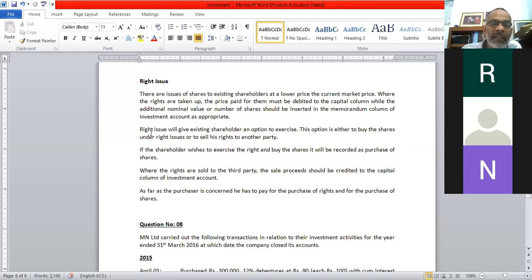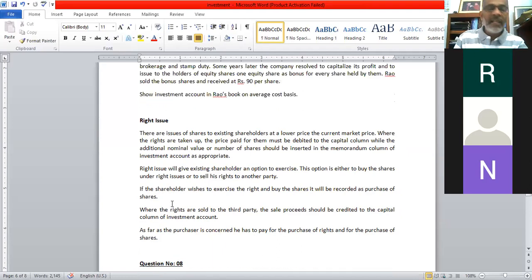Look at here. The right issue gives the shareholder an option to exercise. Either you can buy the shares under the right issue, or sell the right to another party. Where the rights are sold to a third party, you have to record it. There are 3 options. You can accept: if you have money, you can buy from the company. Or you say, I don't have money, reject. Or else you can sell to a third party. That is the right issue.